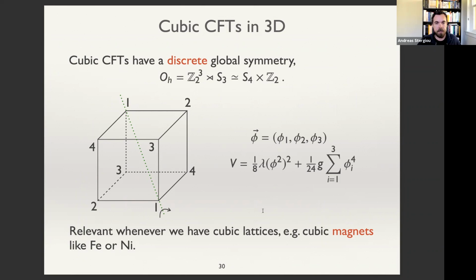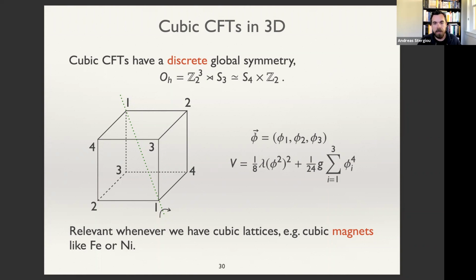So now let's switch gears to go to the cubic CFTs. These are conformal field theories that have just cubic symmetry, which is this other type of semi-direct product. If you like your crystallography, this is usually denoted by OH, but it's this semi-direct product. It's also isomorphic to S4 times Z2 in this case. And you can view this as, of course, rotations and reflections on the cube.